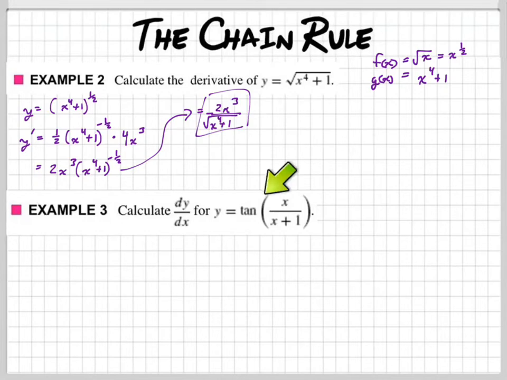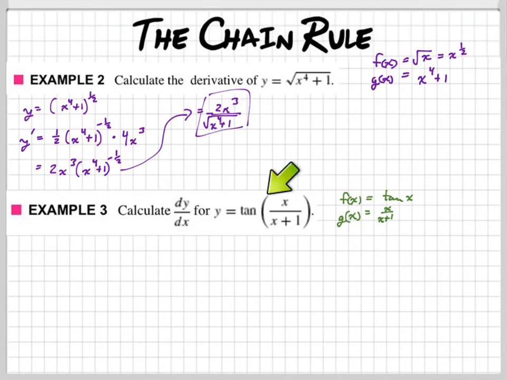Alright, let's do this tangent one. Okay, so our first trig one with the chain rule. What's our outside function for this one? Yep, tangent. So tangent x, and then the inside is going to be x over x plus 1. We got a polynomial right here on the bottom of this fraction, so that means we're going to have to use the quotient rule when taking the derivative of it.